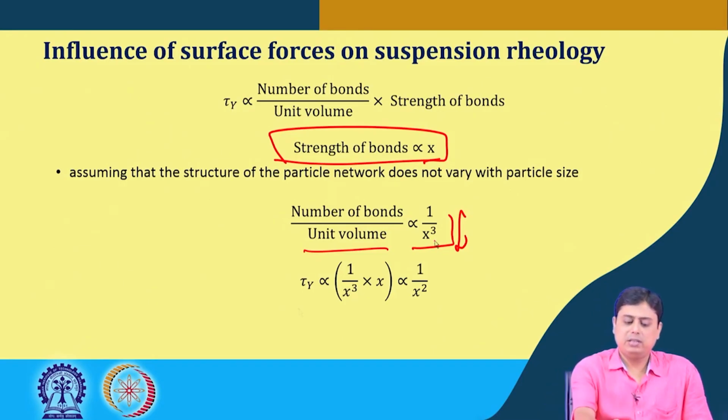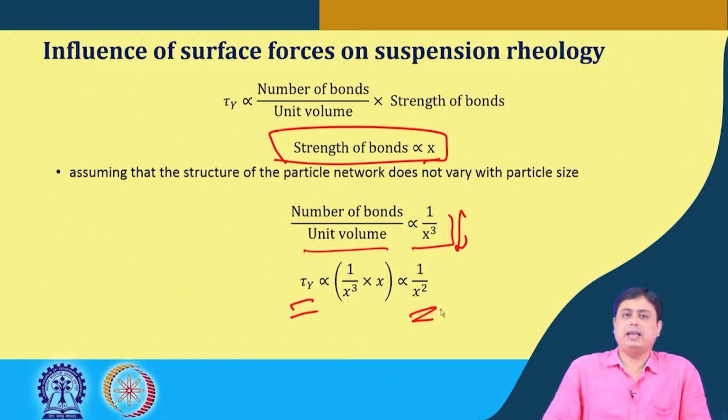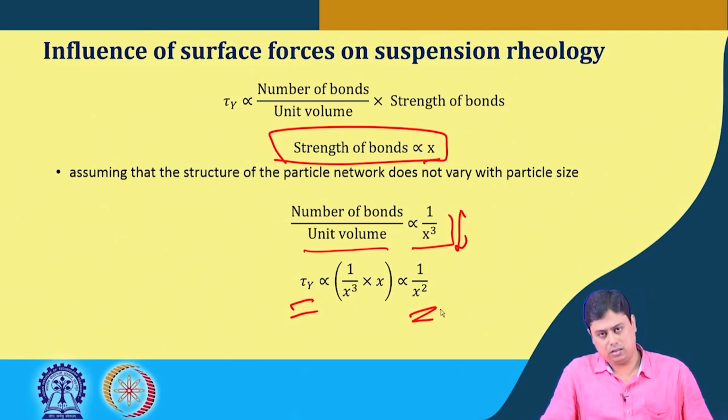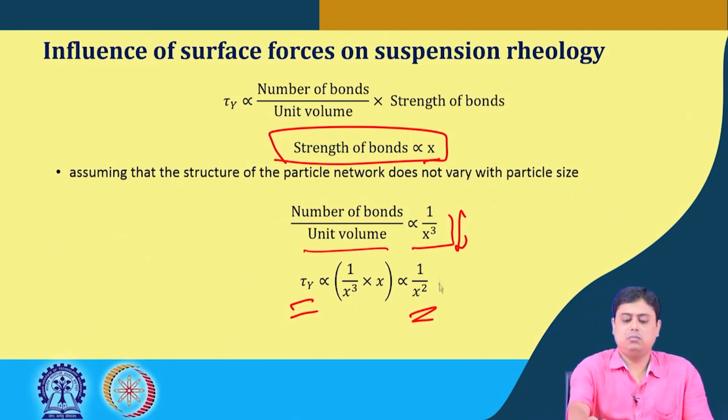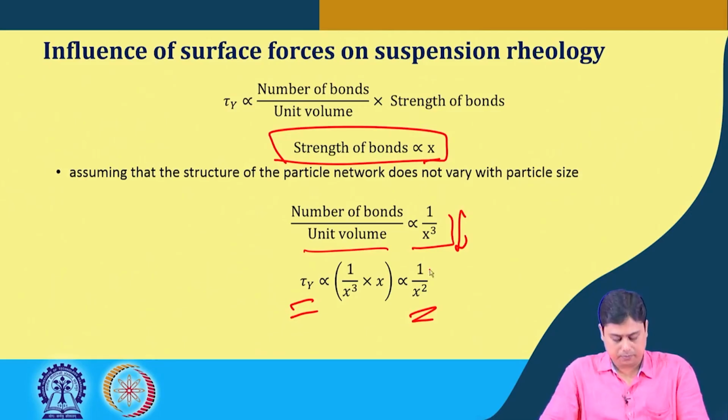So, the overall relation between the yield stress and the particle size in the case of an attractive particle suspension is 1 by x square, which means as the particle size increases, yield stress goes down. The viscosity would be lower as the particle size goes higher. So, for the fine particles of higher concentration, we have higher viscosities.